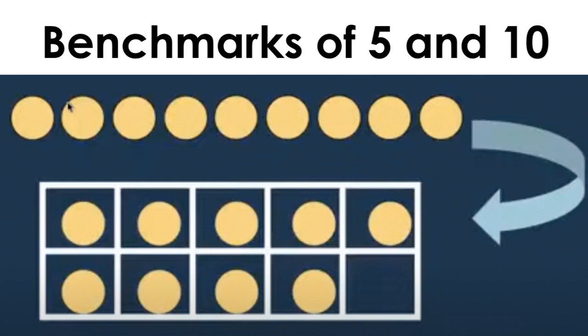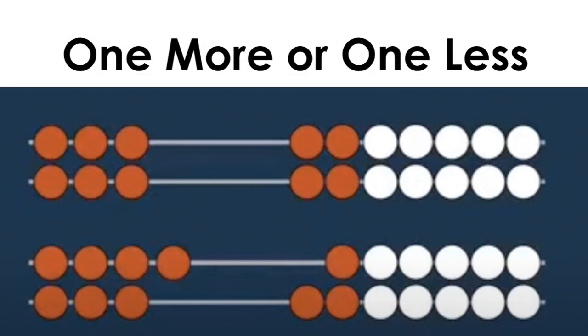For example, when thinking about those benchmarks of 5 and 10, a student could look at the number 9 and know that it is 5 plus 4 more, or 10 with 1 less. Being flexible with number sense means students can use a known fact to get to an unknown fact. So if students know that 6 plus 14 more equals 20, they could take one from that 14 to know that 7 plus 13 would also equal 20.